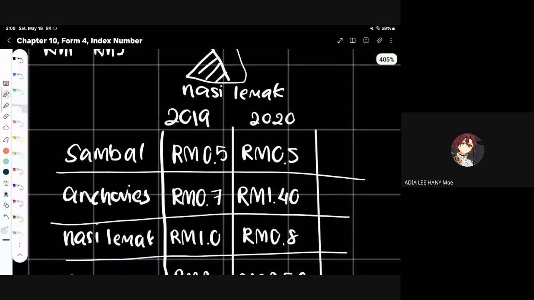So sambal, how much did it increase by from 2019 to 2020? What is the percentage here? Can someone answer me? Focus on the sambal only. 0%? You sure? Who can answer this? Yasmin, do you know how much it increased by? Just look at this. Is it just 100? Yeah, it is 100. Simple.